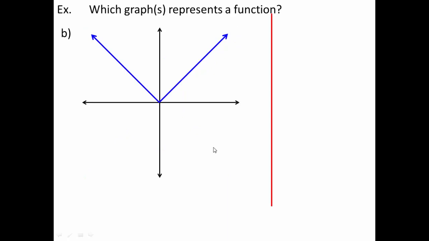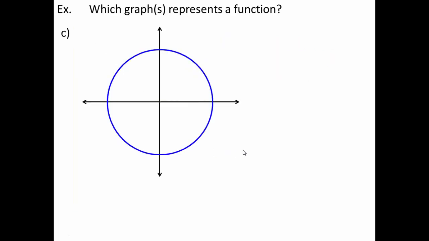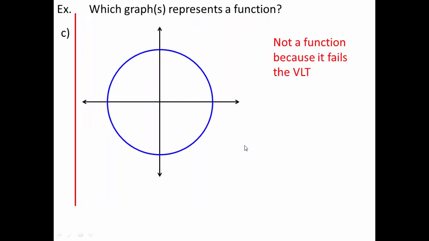Now this one, as we cross that vertical line across the graph, I didn't see any issues on this one. The vertical line only ever touched the graph at one point at a time, so this one passes the vertical line test. Here we have a circle. Pass a vertical line over a circle, and just like that first graph, this one fails miserably.